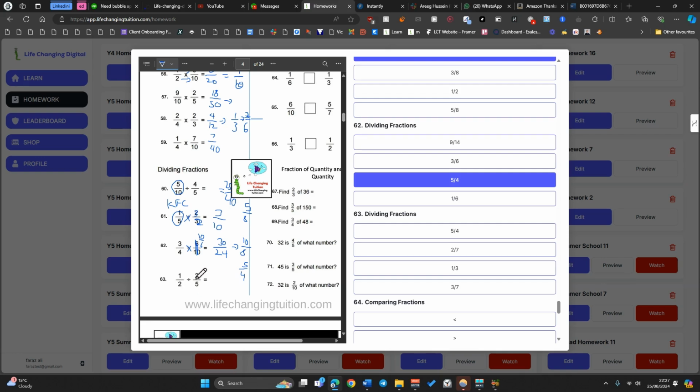Keep the left, flip the right to 5 over 2, and change this to times. So 1 times 5 is 5, 2 times 2 is 4. 5 over 4 is the answer here.